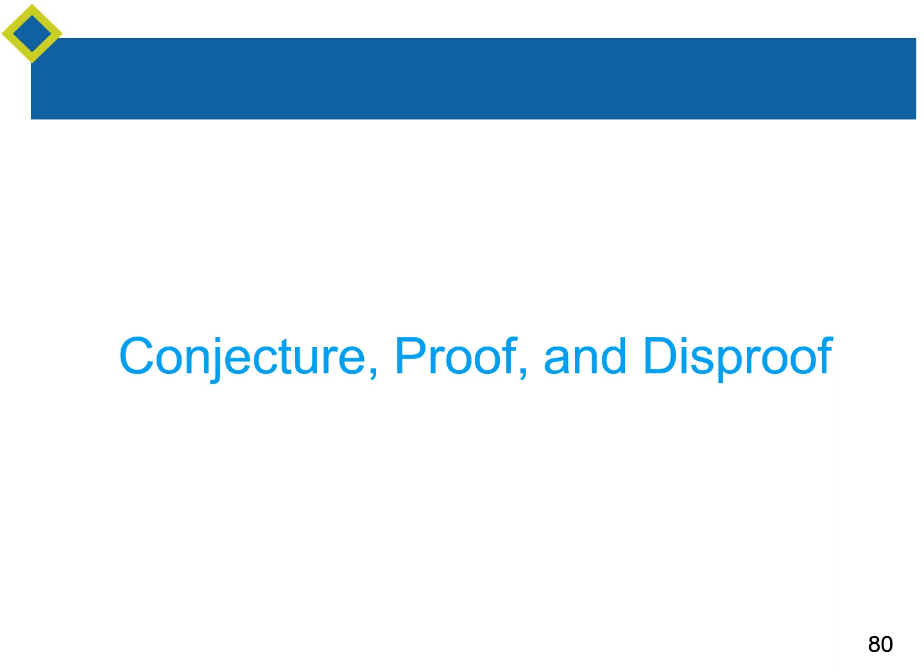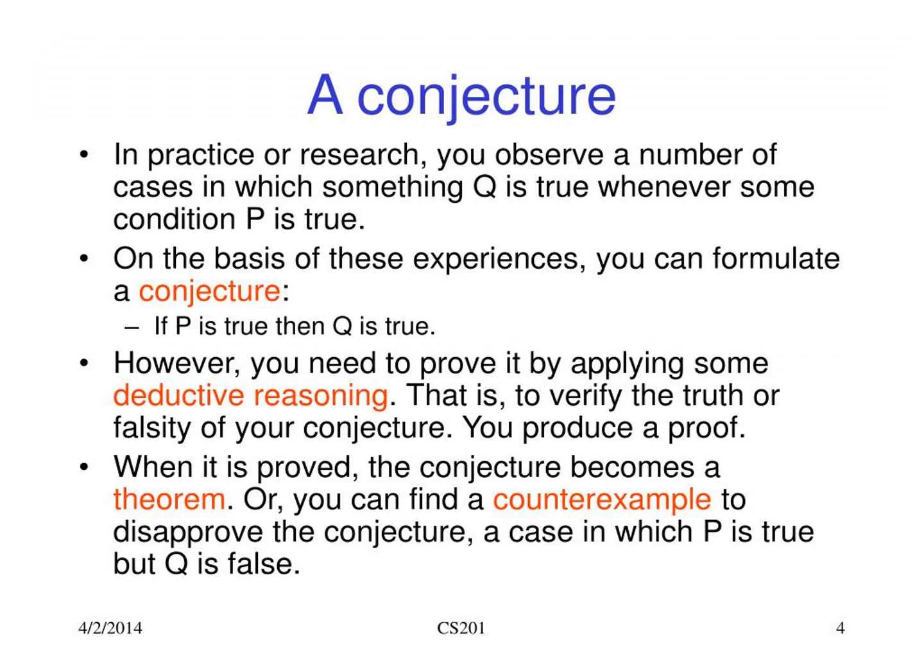Conjecture, proof and disproof. This one is for your knowledge about conjecture. On the basis of this experience, you can formulate a conjecture. If P is true, then Q is true, we call it a conjecture. However, you need to prove it by applying some deductive reasoning. When it's proved, the conjecture becomes a theorem, or you can find a counterexample to disprove the conjecture, a case in which P is true but Q is false.